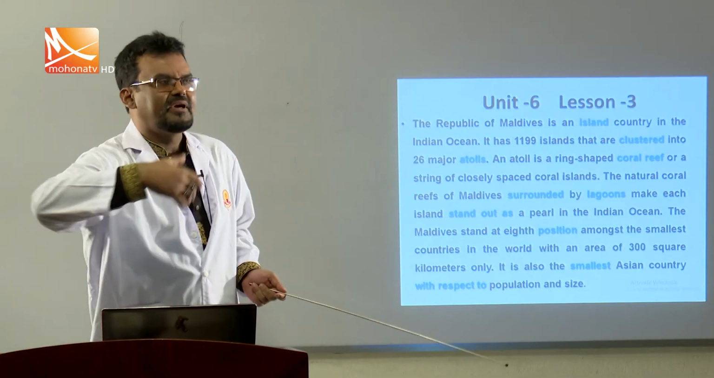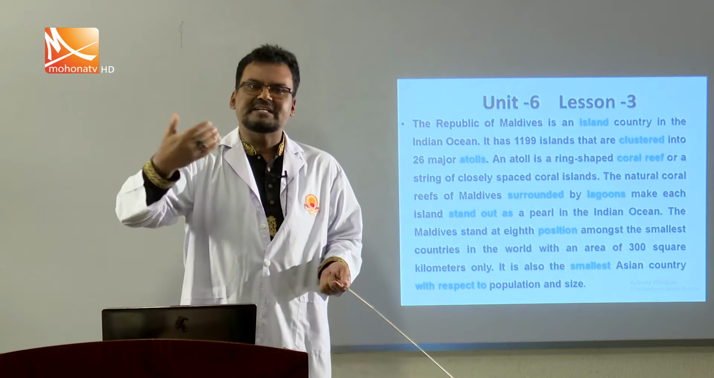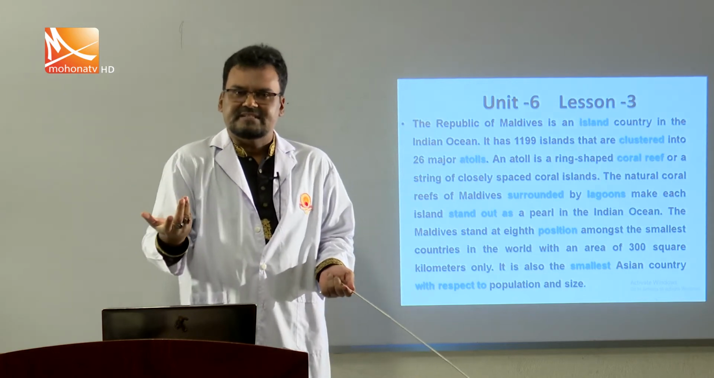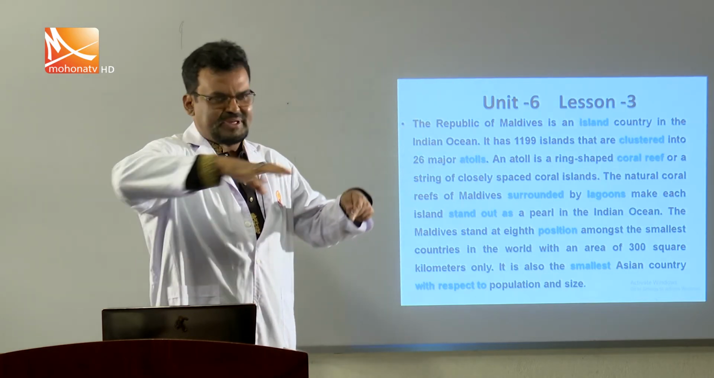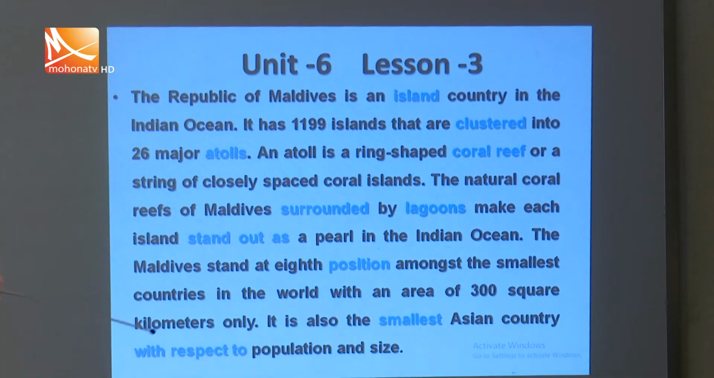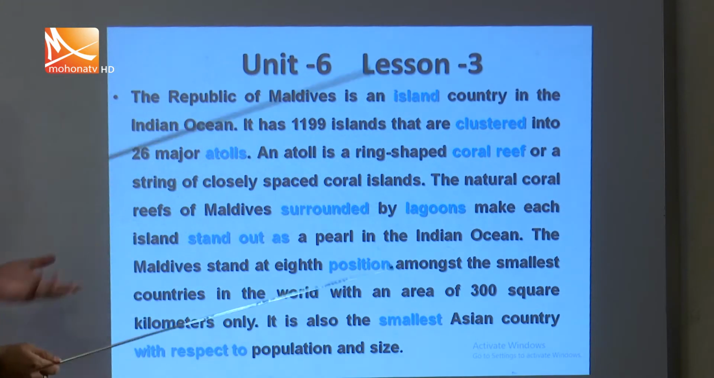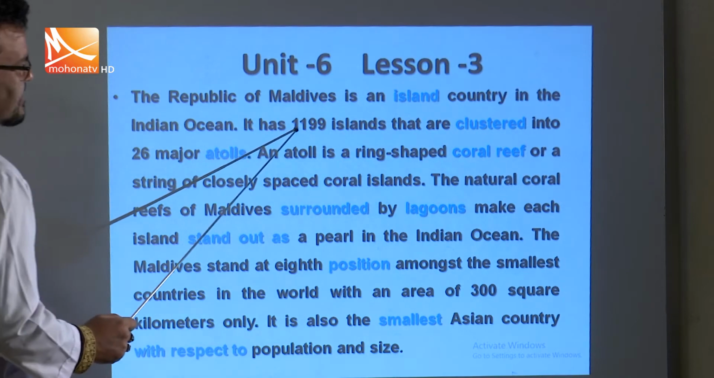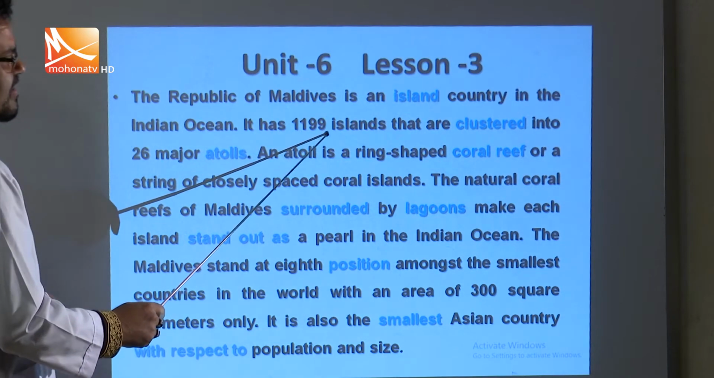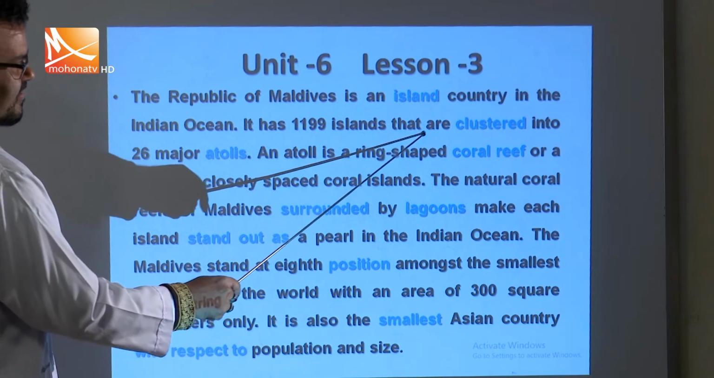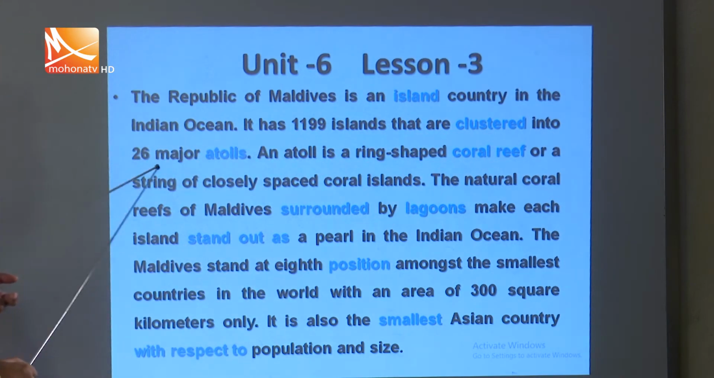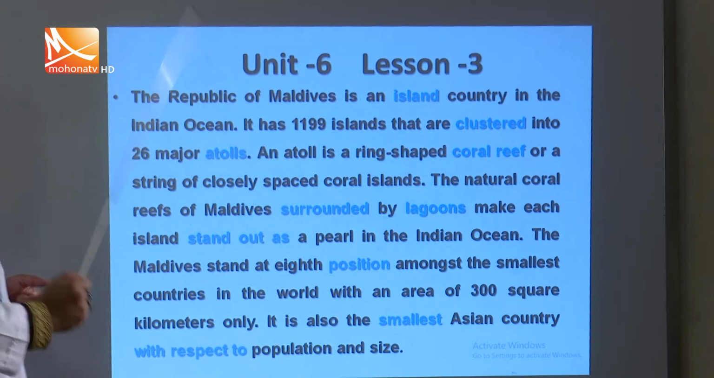We have Saint Martin. It is an island. A place, around the place there is water. There is water. So that is called island. And it is in the Indian Ocean, you know, and it has 1,199 islands that are clustered into 26 major atolls.